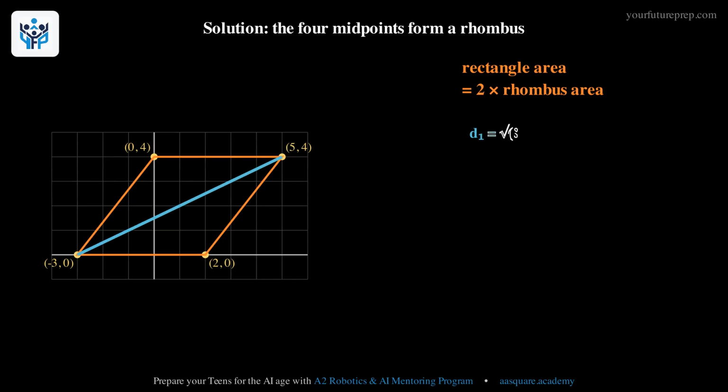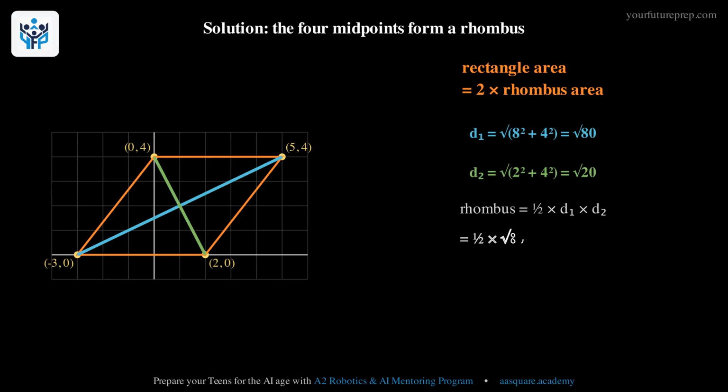To find a rhombus's area, we use its two diagonals, which join opposite midpoints. The first diagonal goes from (-3, 0) to (5, 4). Its length is the square root of 8 squared plus 4 squared, which is the square root of 80. The second diagonal goes from (2, 0) to (0, 4). Its length is the square root of 2 squared plus 4 squared, which is the square root of 20.